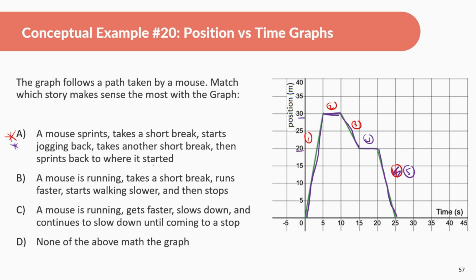Let's read part B. A mouse is running. Okay, yeah, running. We could say that. Takes a short break. Good. Runs faster. Doesn't run faster. We can see that slope 3 is not as steep as slope 1. So can't be that. A mouse is running, gets faster. No, a mouse is running, then takes a break. So no, can't be that. None of the above. No, it looks like it's going to be A.